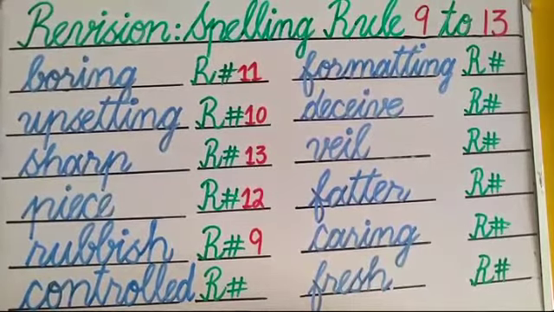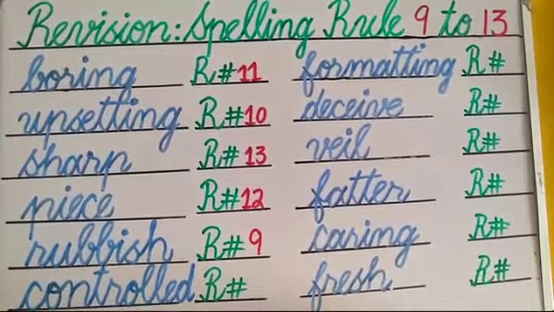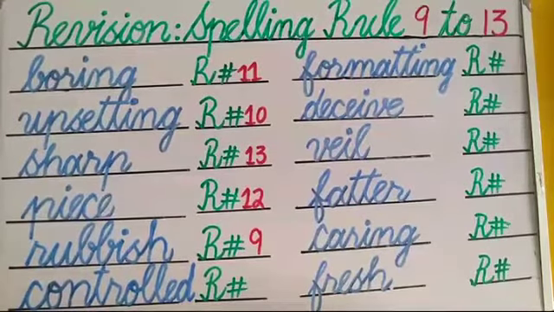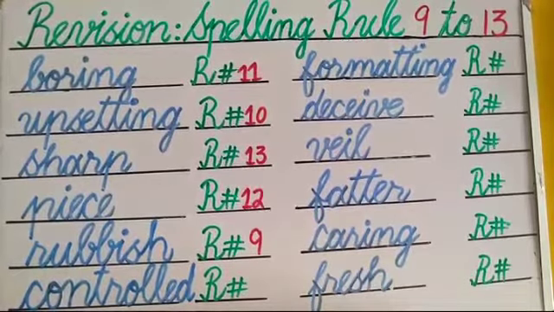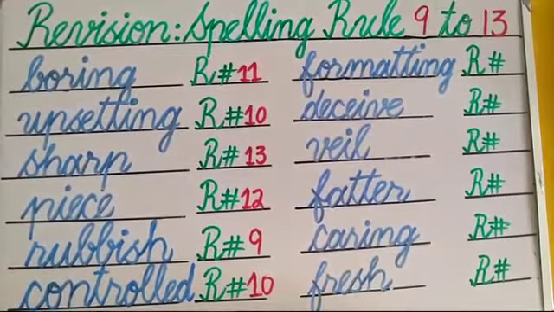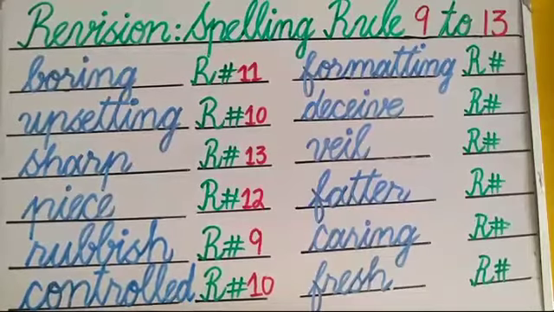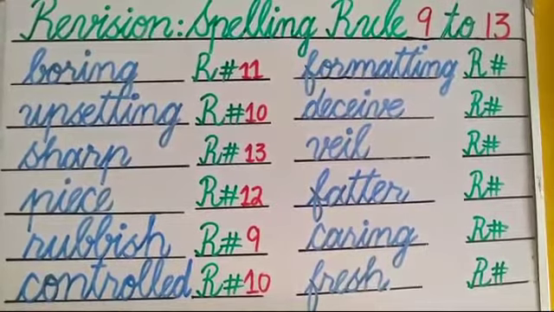Okay, now look at the next one, controlled. Once again we have spelling rule 10, which is 211. A word having two syllables, one vowel followed by one consonant, double the last letter before adding an ending, which starts with a vowel sound. Is that clear? So controlled is spelling rule 10.